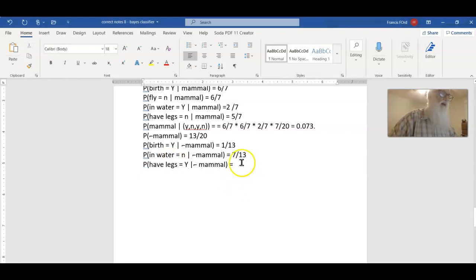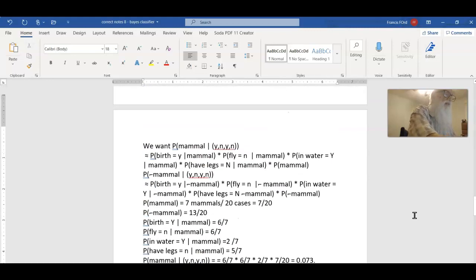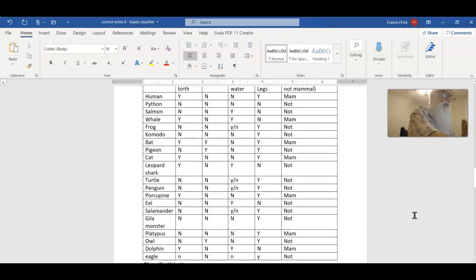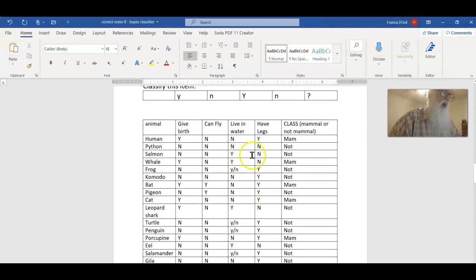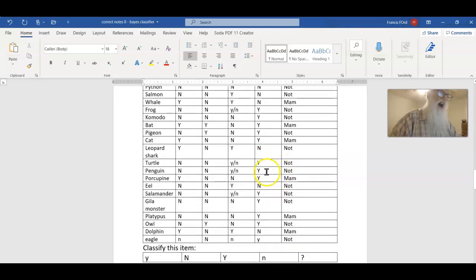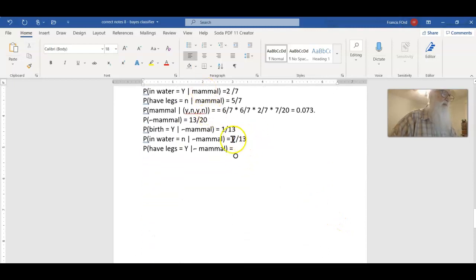That's what we want. And so I've got to go back now and look at the not mammals and see which ones have legs. So look back at the not mammals for legs. No. 1, 2, 3, 4, 5, 6, 7, 8, 9. 9/13ths. Now I have one left.